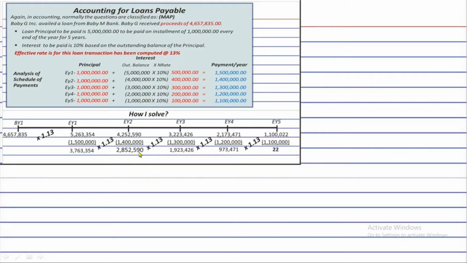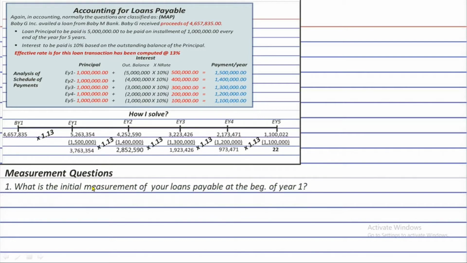So, I told you that the questions can be classified as MAP, as in measurement-related questions, accounting or recording-related questions, and presentation-related questions. So let's start with measurement-related questions. Number one question that might be asked of you is the initial valuation of loans payable.